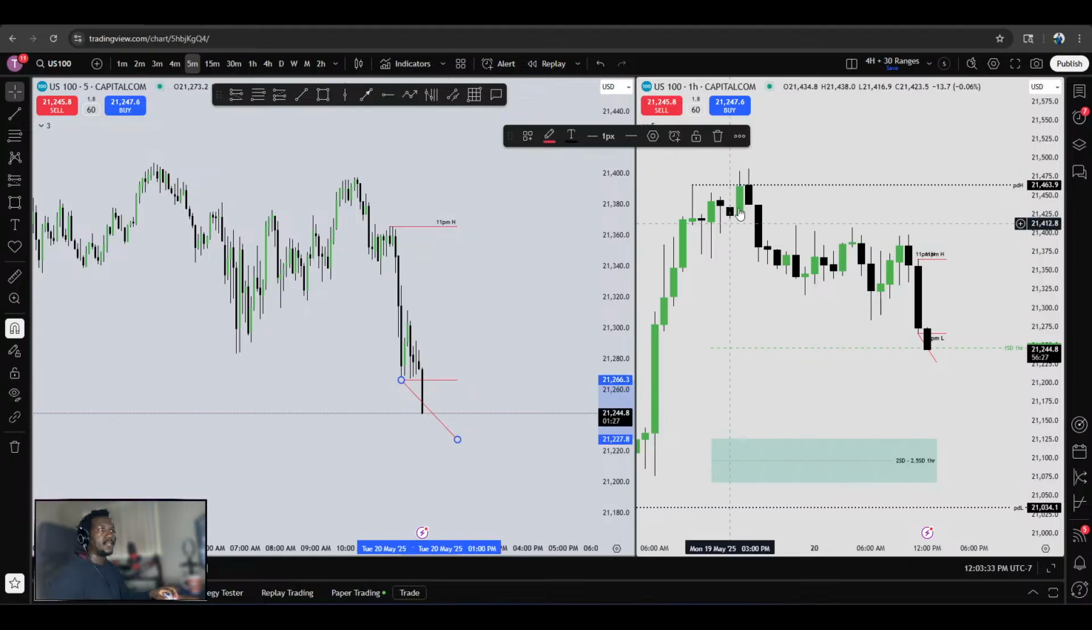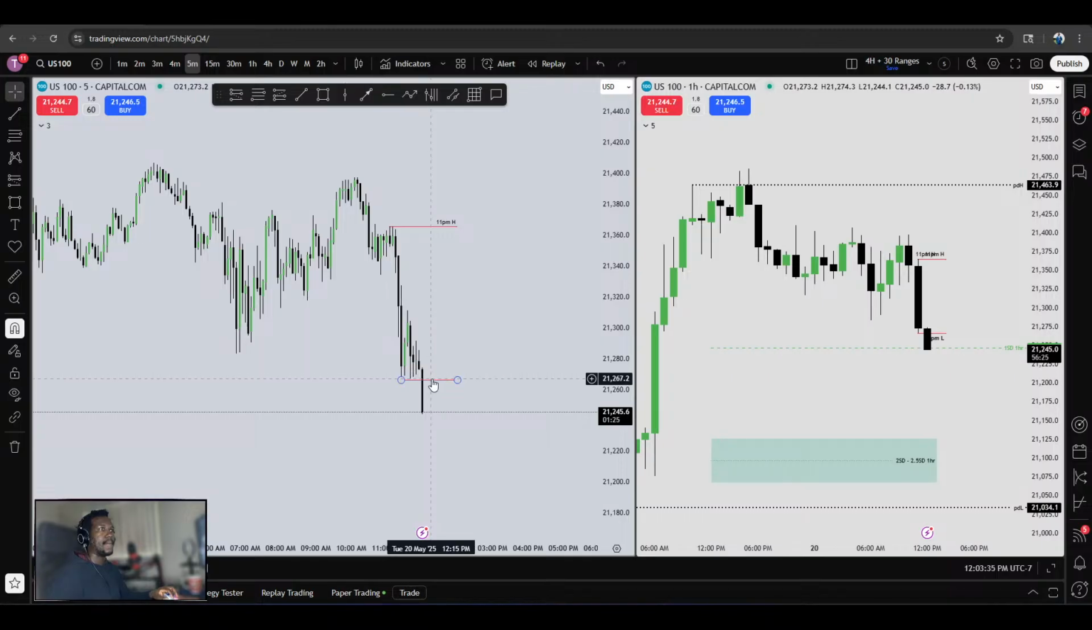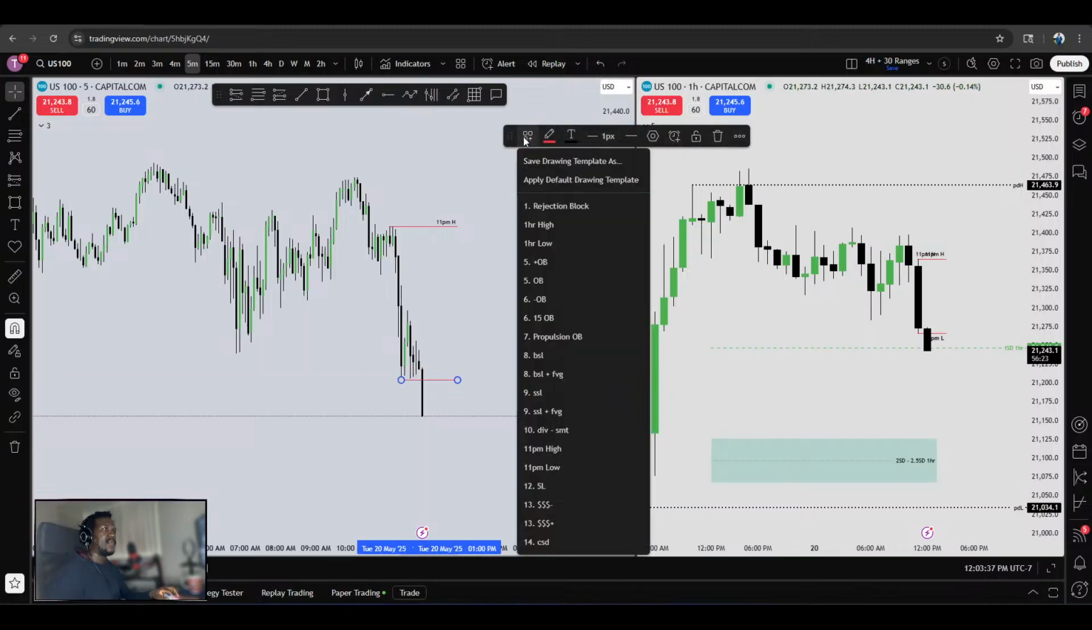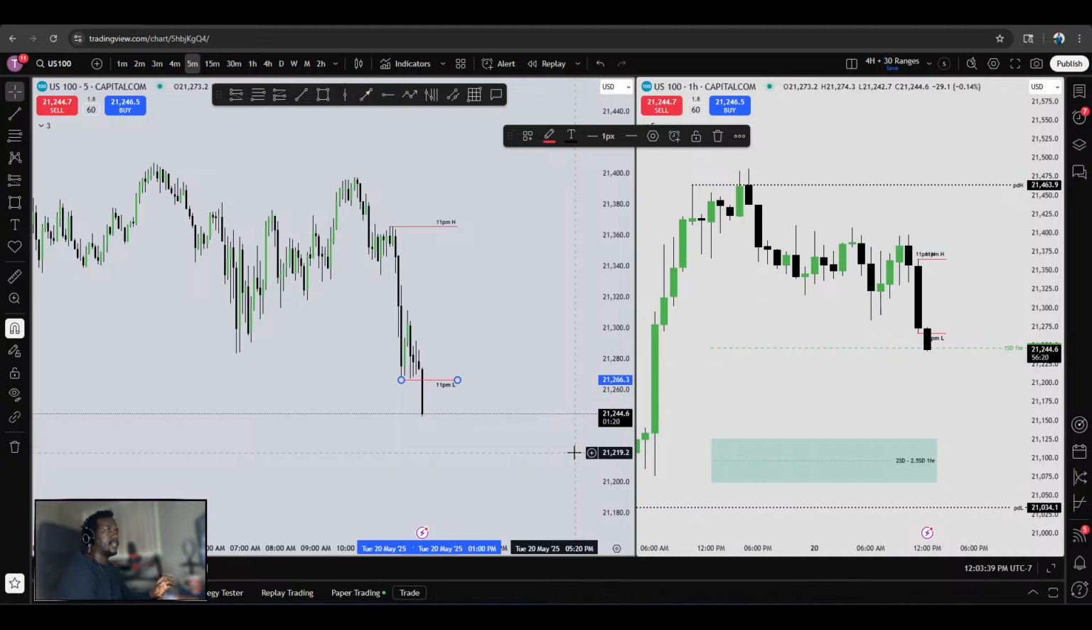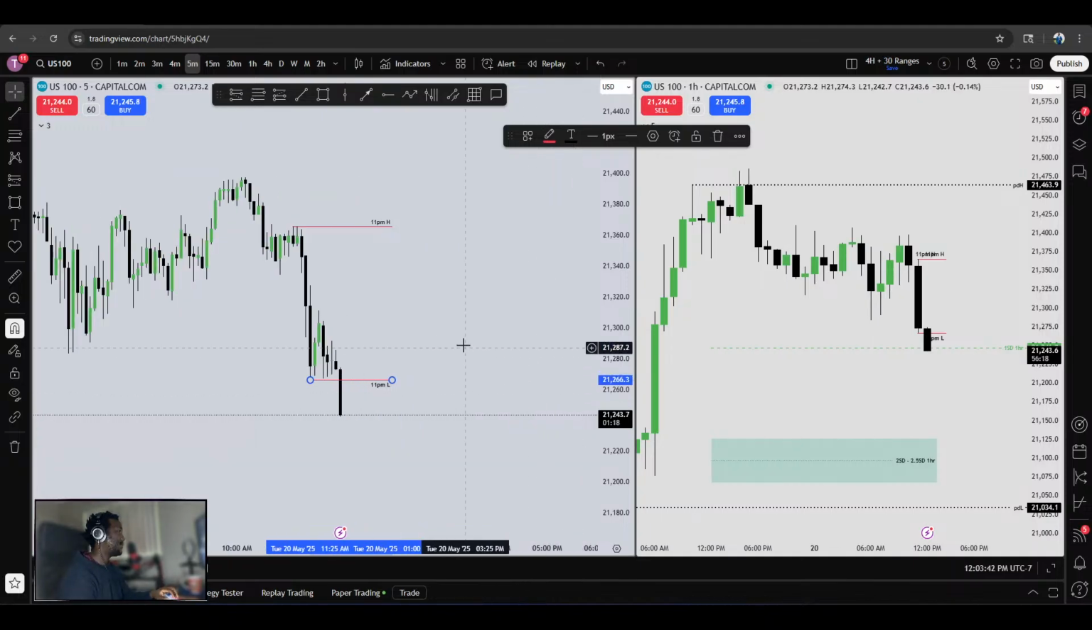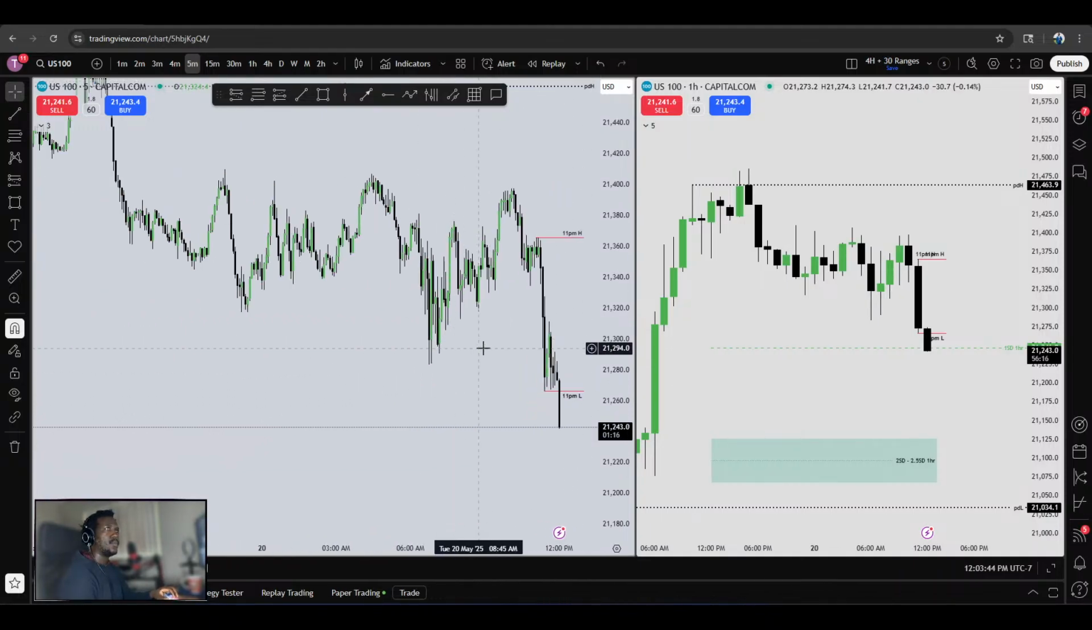Pull that to 1 p.m. Get rid of this one. 11 p.m. low, and we're done. Now we just wait for something to form.